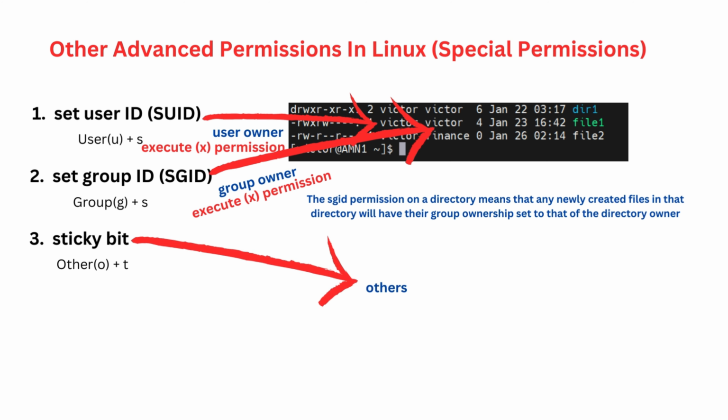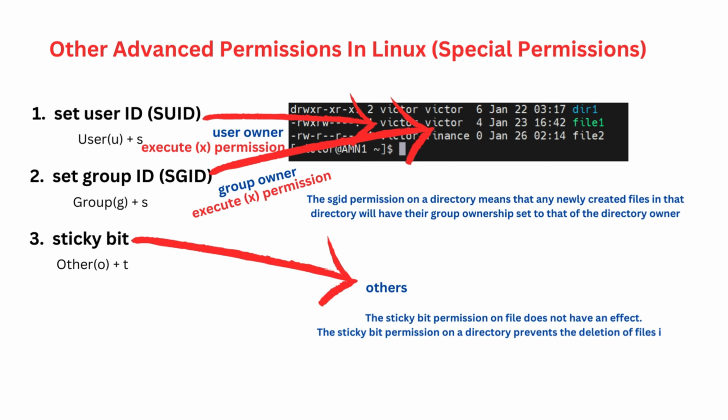The sticky bit permission does not have any effect on a file, but on a directory, when you have the sticky bit permission set, it means that no other user will be able to delete a file created in that directory except the owner of the file or the root user. This permission restricts file deletion.